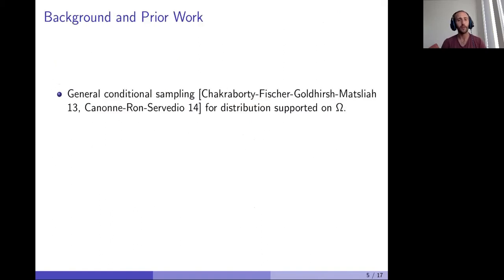Just some background on prior work. The subcube conditional sampling model comes out of the general conditional sampling model, which was introduced by Chakraborty, Fischer, Goldhirsh, and Matsliah, as well as by Canonne, Ron, and Servedio, where they study distribution testing tasks in which the player can condition on an arbitrary subset of the support. One can think of subcube conditional sampling as the particular case where this conditioning has to respect the underlying product structure of the domain.